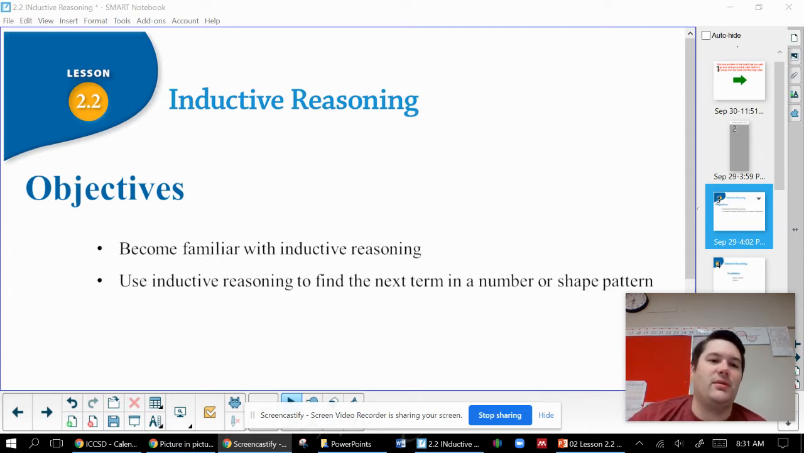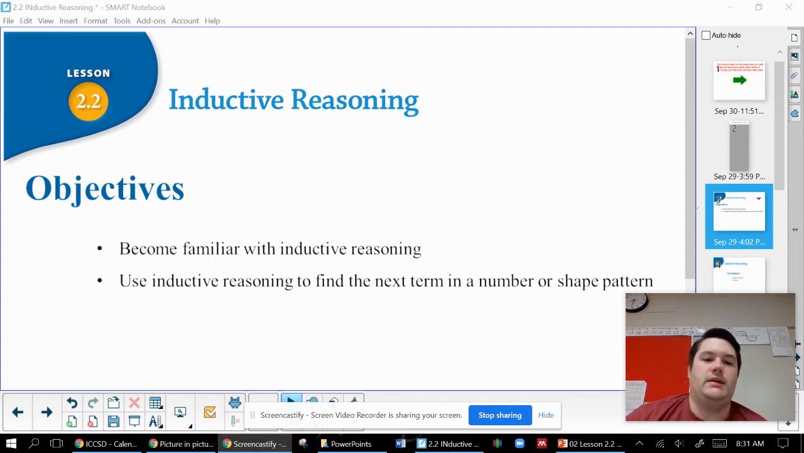So today we're going to start talking about lesson 2.2. This is one of the types of reasoning that we're going to talk about in this chapter, and this one's called inductive reasoning. We'll talk a little bit more about this as we go, but inductive reasoning is pretty much the type of reasoning that you use in science classes, or in science in general. I guess you're doing it in science class too, for sure, but scientists are really using inductive reasoning a lot.